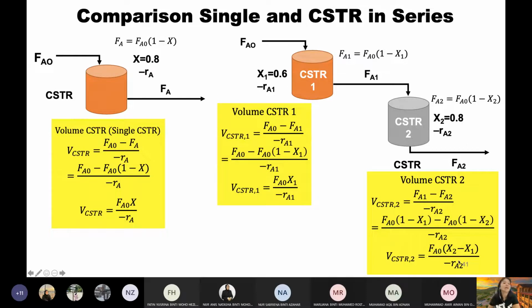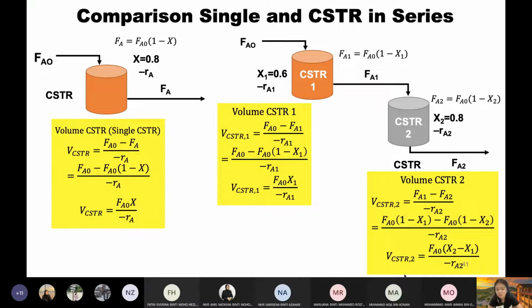Katakan kamu confused lah kan? Kamu letak X1 minus X2. Okay, so kamu tahu kalau kamu letak X1 minus X2, katakan X1 kamu contoh dia 0.6, X2 kamu 0.8. So if you put 0.6 minus 0.8, you get a negative for sure. So fikir balik logik. Volume reactor tak mungkin negative. You cannot get a negative for a volume of a reactor. So that's how kadang-kadang logic plays a part in engineering. You know logically volume reactor takkan negative. You cannot get a negative reactor volume.